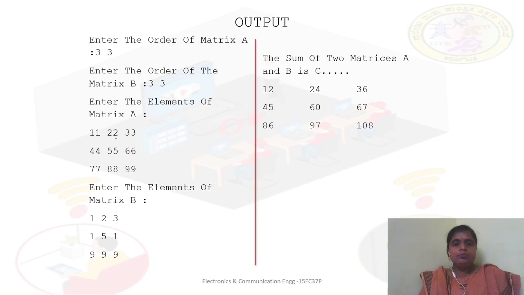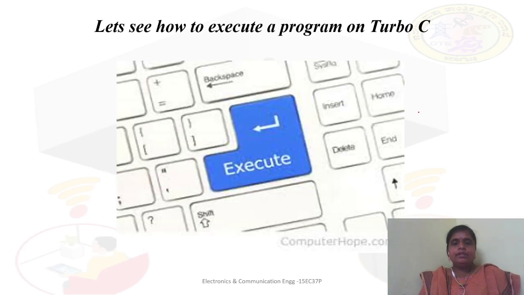So this could be the output here. I have just taken some simple values, and the resultant sum is shown here. See, 11. As I said, 0 comma 0th element of A is added with 0 comma 0th element of B. So 11 plus 1 is 12. The same way, 22 plus 2 is 24. In the same way, here all the 9 elements are getting added up, and you are going to store it in the matrix C. Now let us go for the execution of the program using Turbo C here.